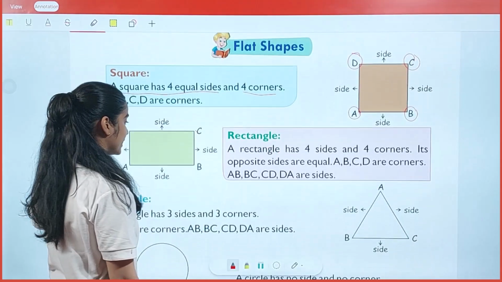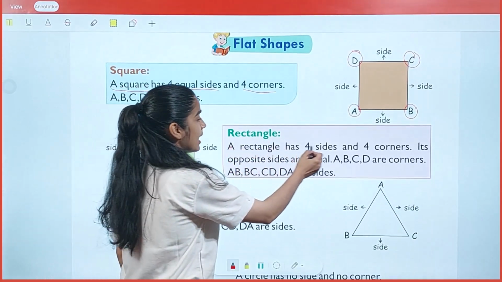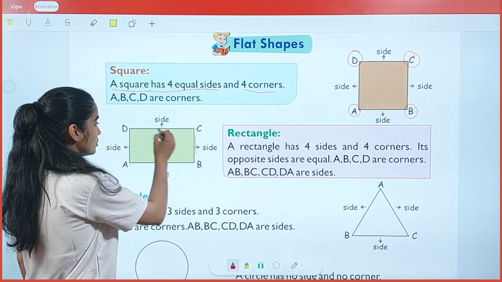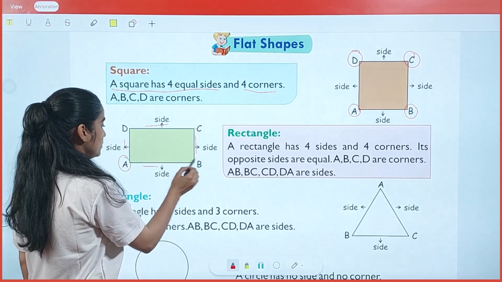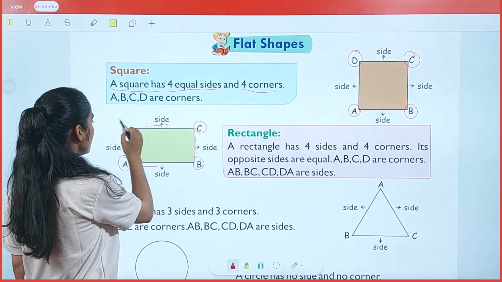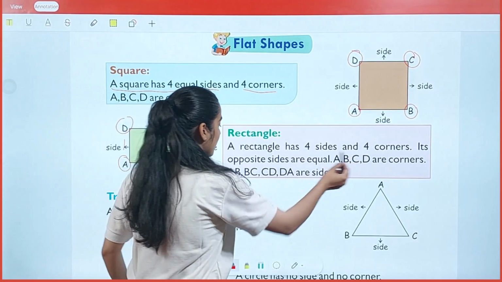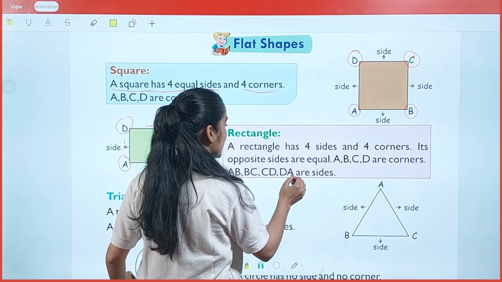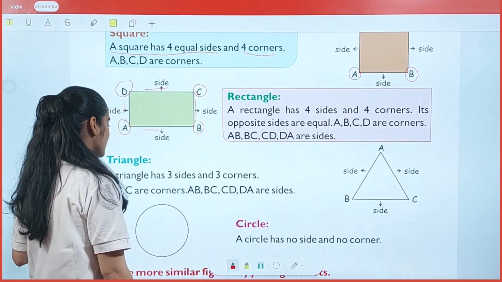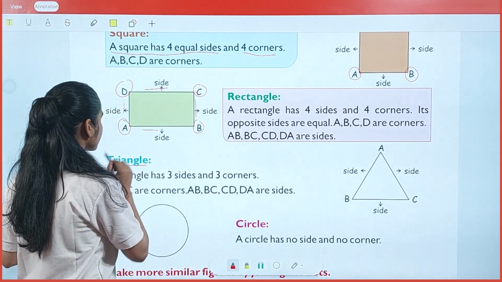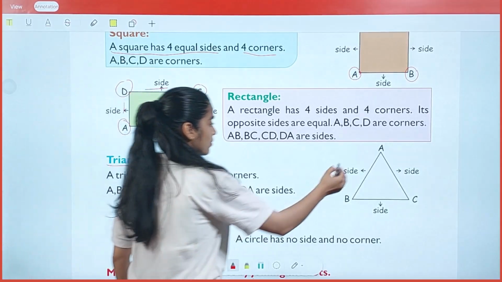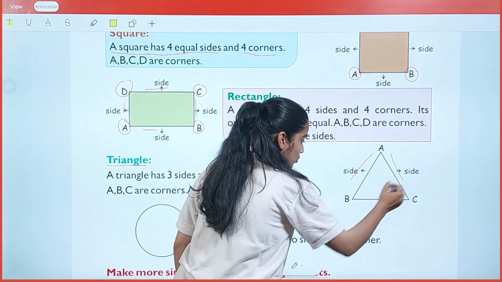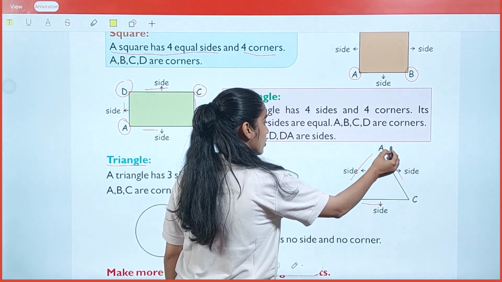Next, we have rectangle. A rectangle has 4 sides, 1, 2, 3, 4, and 4 corners, 1, 2, 3, 4. And AB, BC, CD and DA are the sides. Now we have triangle. A triangle has how many sides? 3. 1, 2, 3. And 3 corners.